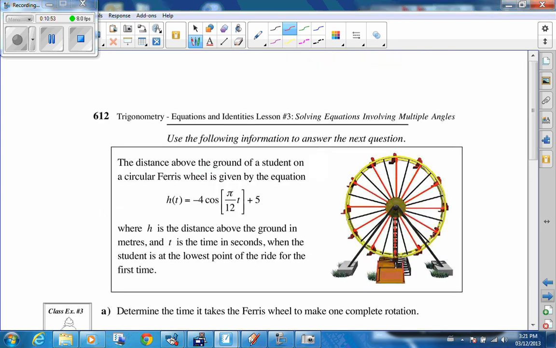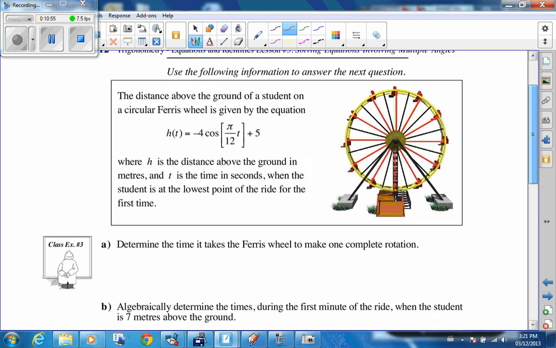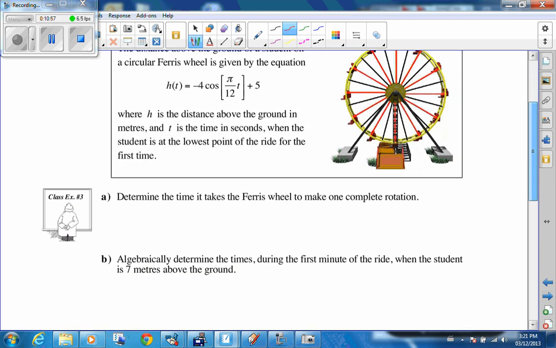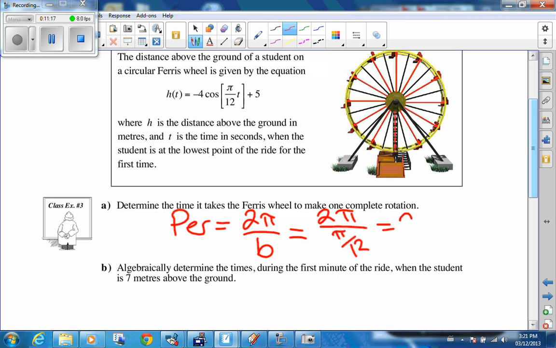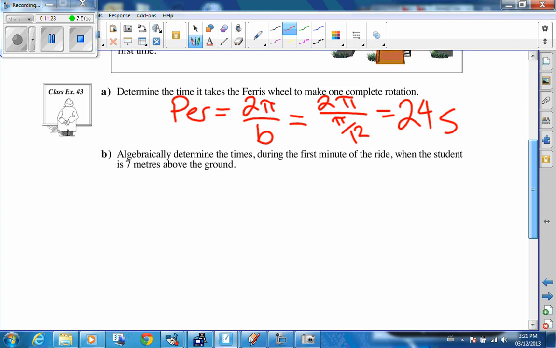All right, let's beat the bell. So here we're going to use this thing. The time it takes for the Ferris wheel to do one complete rotation, I say my period equals 2 pi over b, and that's equal to 2 pi over pi twelfths, which is going to be 24 seconds, I think.